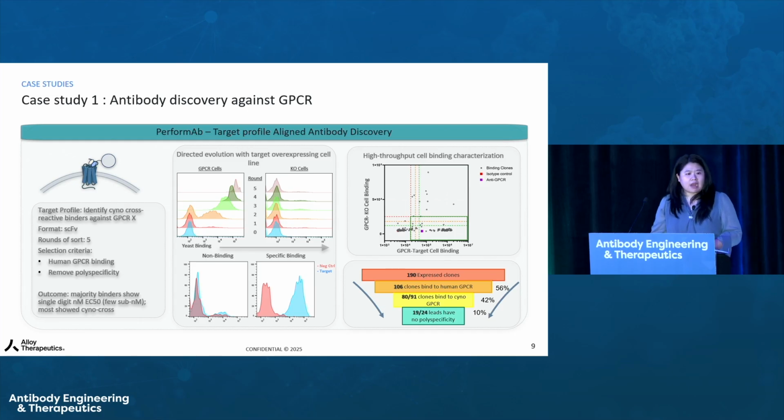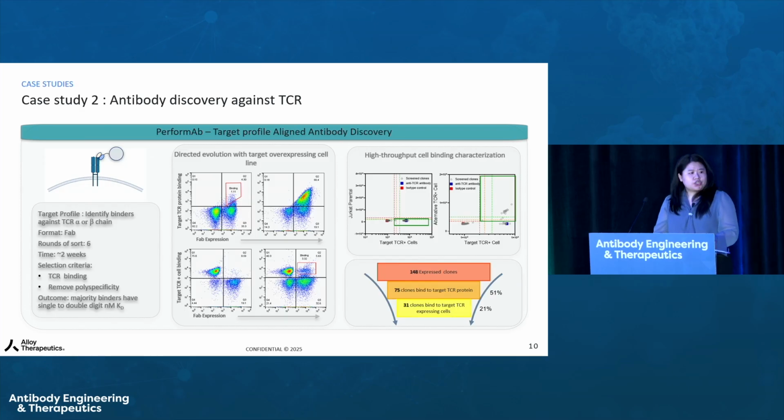And as shown in the graph, the majority of the clones that we tested bind very specifically to the human GPCR target. Overall, we screened 190 clones, and the vast majority of them bind to the human target. A very decent percentage of them also bind to the cyno target, and 19 out of 24 of them have no polyspecificity flags for the downstream developability characterization.